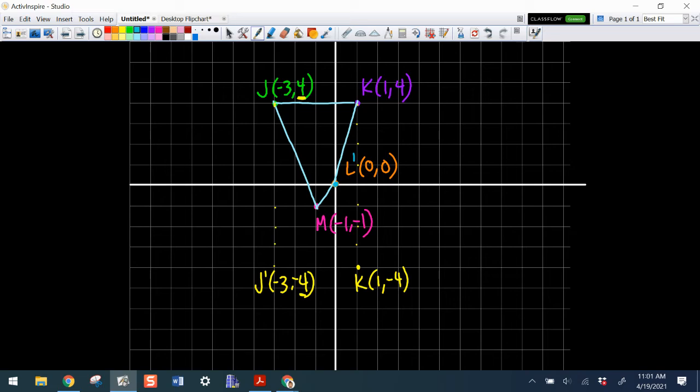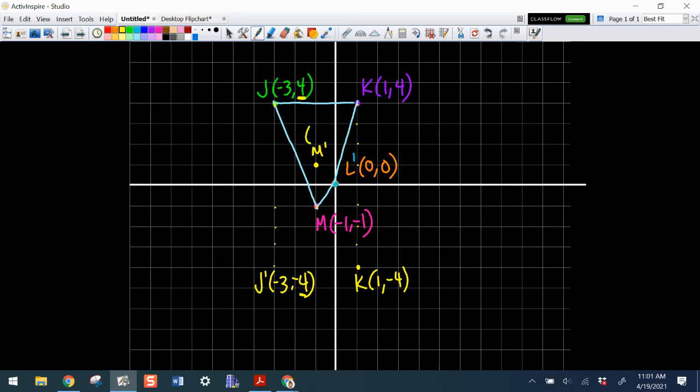Now you might be asking yourself, well, how did J and K move down but M is moving up? It's that concept of however far a point is from the line of reflection, that's how far it has to move. So M is 1 unit below the line of reflection, so we have to move it 1 unit above the line of reflection.